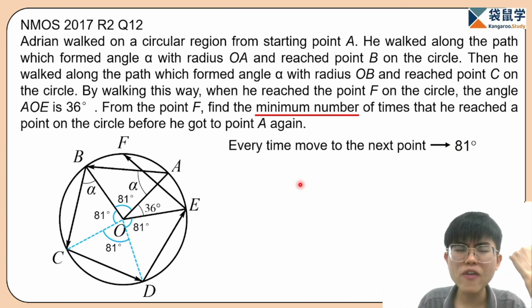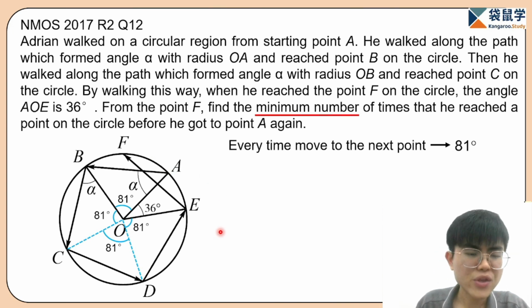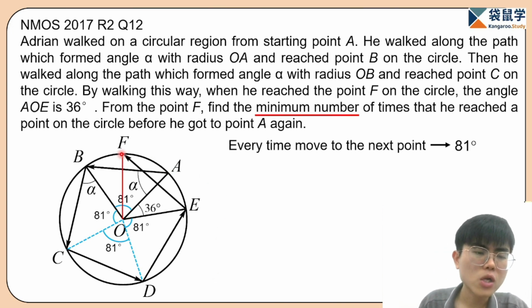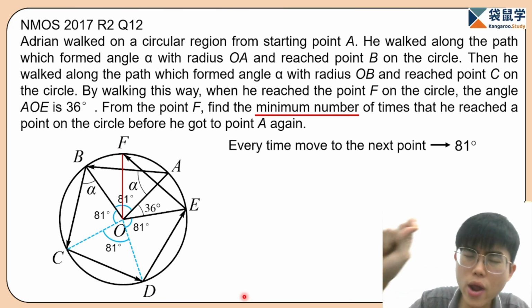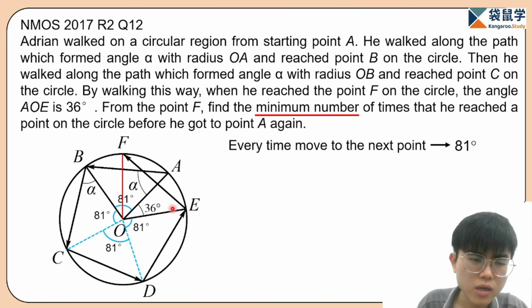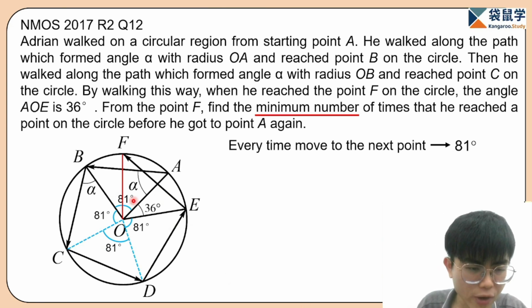But in this case, we have to find from F to A. How are we going to solve this question? Now let me ask you, if I connect the lines from O to F, how are we going to find the angle from point F over to the point A? How are we going to find it? For example, this point over here, what will be the angle of this part?